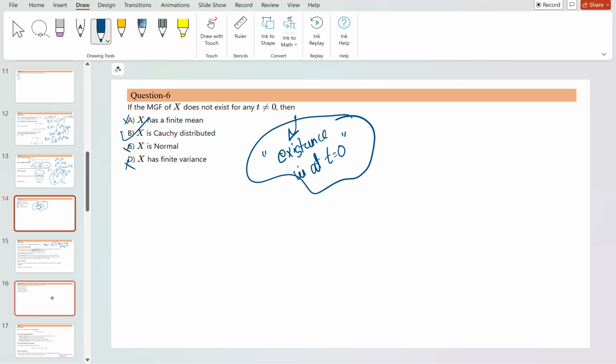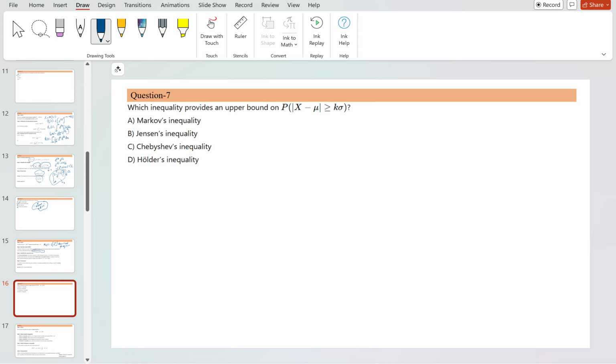Okay, let's move forward and try to solve this. In this problem, it is asking which inequality provides an upper bound on the probability of |x minus mu| greater than or equal to k sigma: Markov's inequality, Jensen's inequality, Chebyshev's inequality, or Holder's inequality. Just try to solve it and let me know.